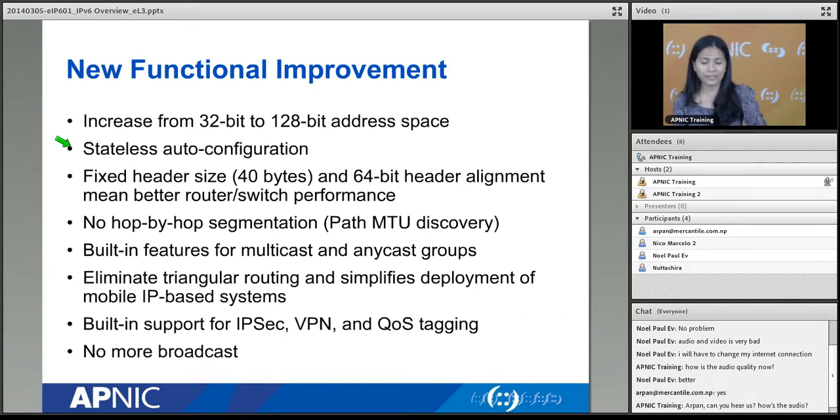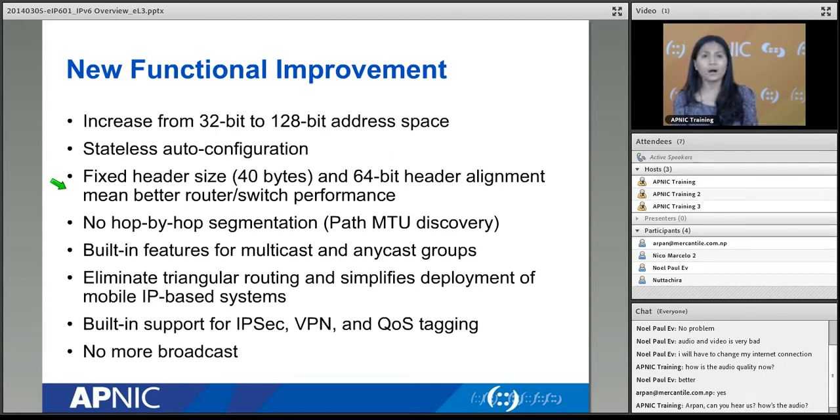All right. Next is fixed header size of 40 bytes and 64-bit header alignment. Now this would mean better router and switch performance. With IPv4, now we will look at this in the next slide. Basically, what you see there is a difference between the IPv6 and IPv4 headers.